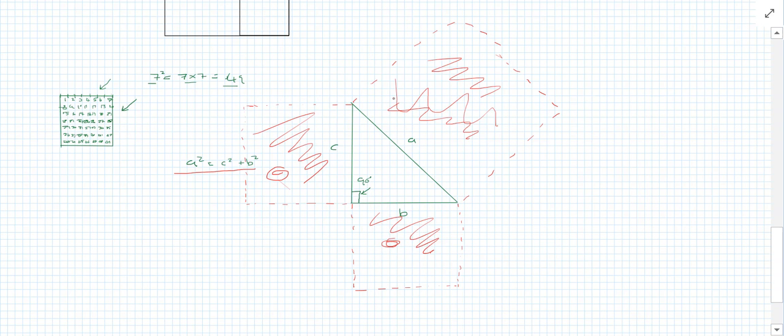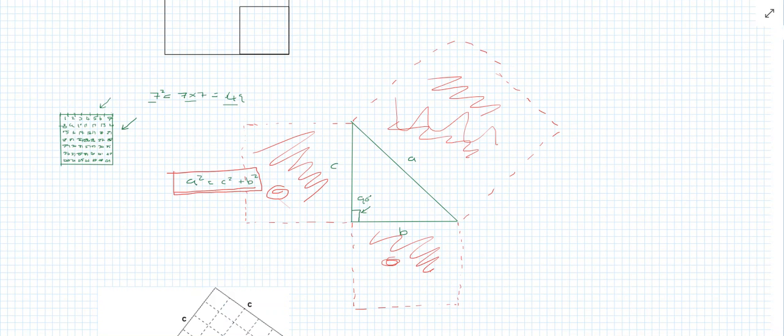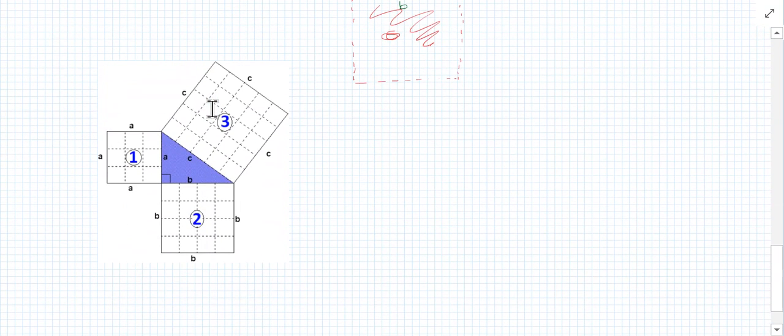Another way that you can think about it is that the area of the square of length A is going to be equal to the area of a square made with the length C and the length B combined. So this is where Pythagoras is coming from. This is what Pythagoras' theorem actually means. So what I can do then is look here at a more detailed example.